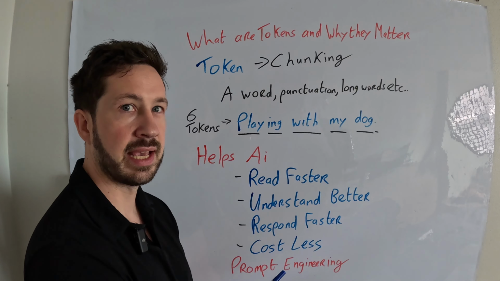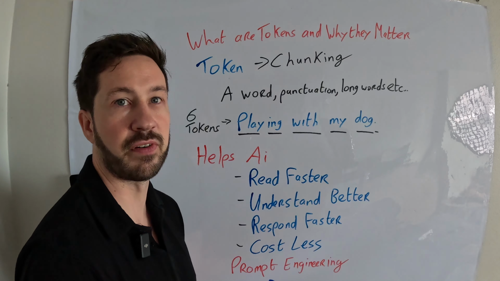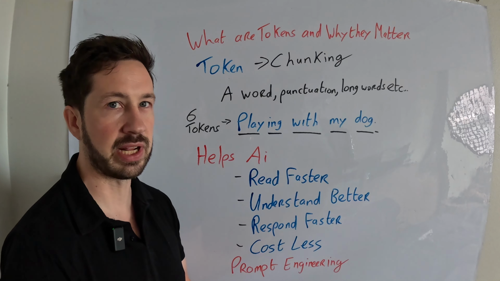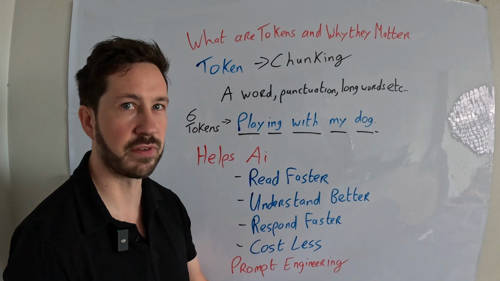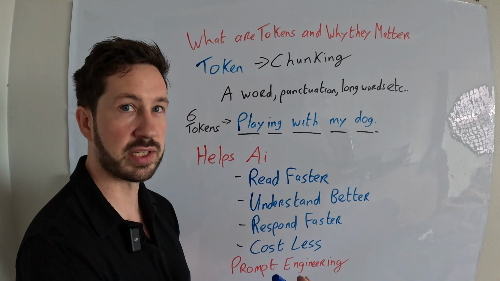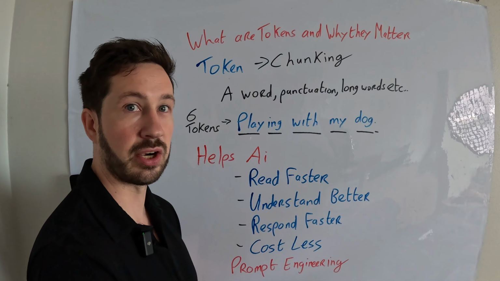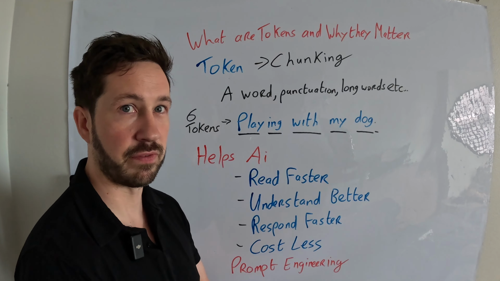Now, costing less is particularly important if you're building AI agents for a business application, particularly something like support agents. If your support agent is dealing with thousands or even millions of conversations, and the cost of each conversation is high, it's not very efficient, especially at that scale.